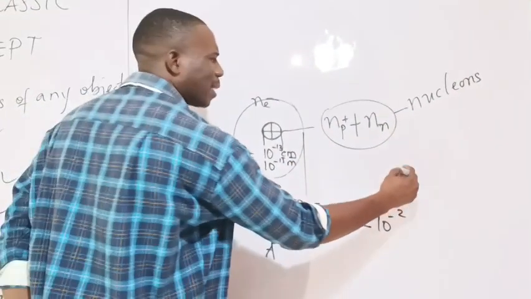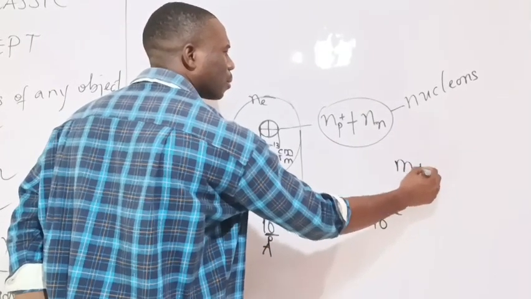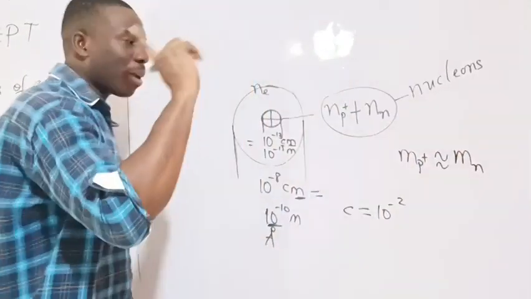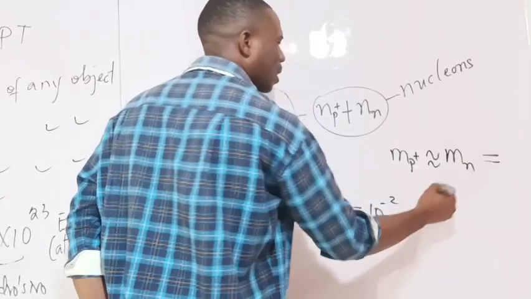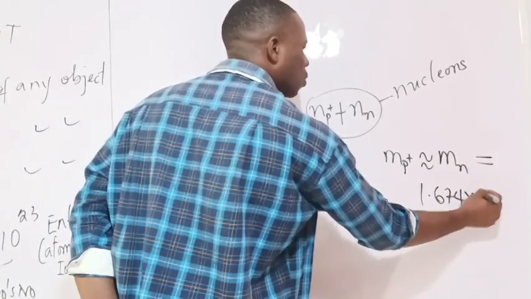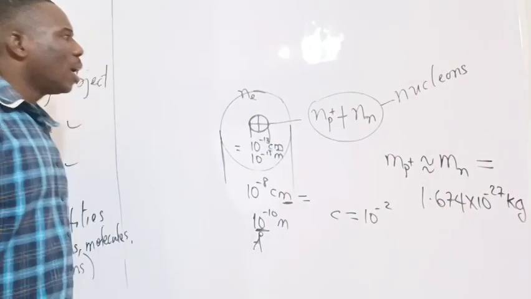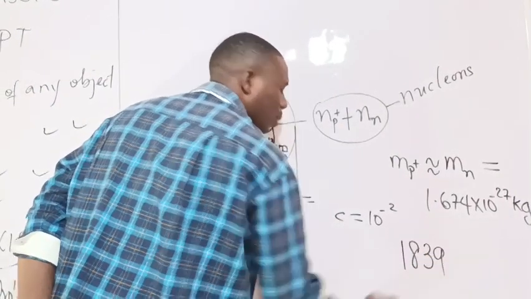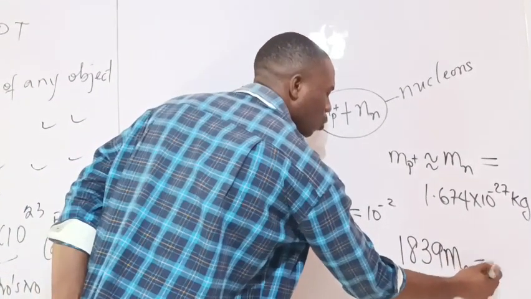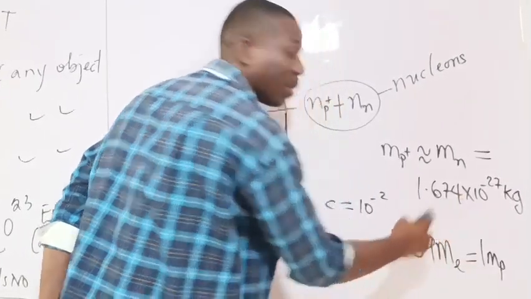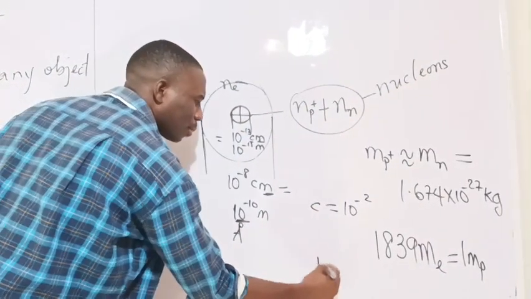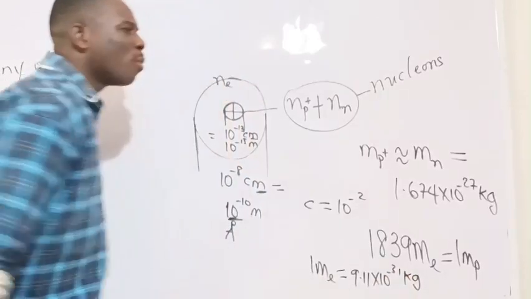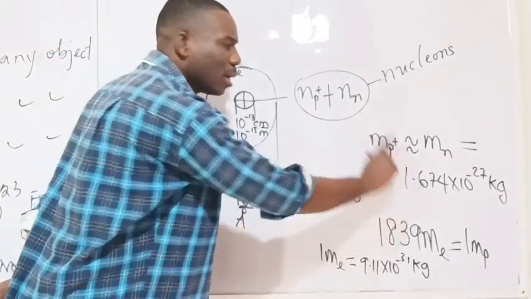Now, the mass of the proton is approximately the same as the mass of the neutron. That's, you take one of it from the nucleus. And this value is exactly 1.674 times 10 raised to the power minus 27 kilogram. Now, if you take 1,839 electrons and you sum their masses, it will give you exactly the mass of one proton, which is this value. So the mass of an electron is of this order, 9.11 times 10 raised to the power minus 31 kilogram. Almost insignificantly small compared to the mass of a proton.